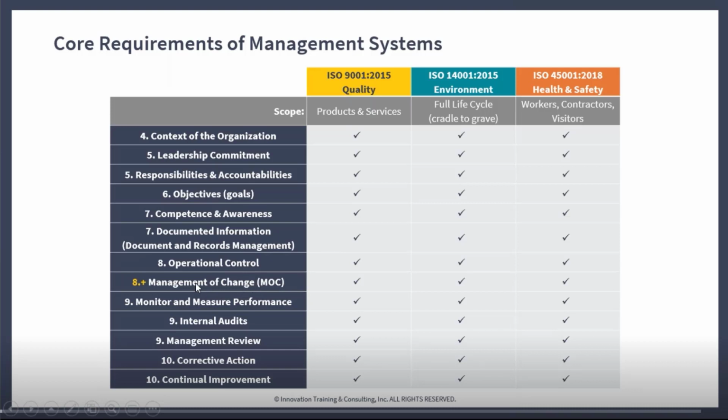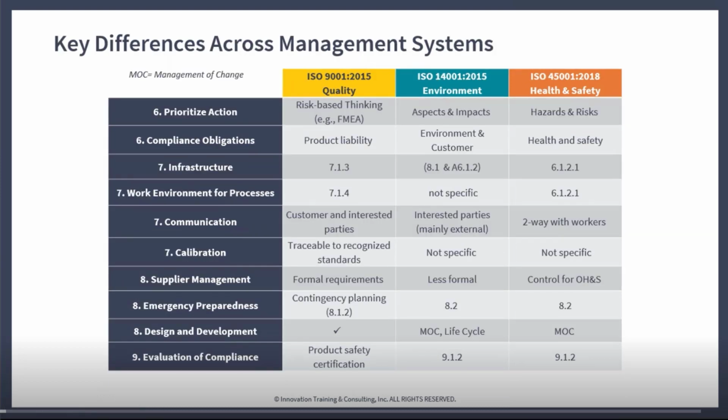This slide shows some of the key differences across the 3 management systems. They all have a way to prioritize action, right? We're not here just to keep busy, but we want to do the right things well. So from the quality side, you may be familiar with failure mode effects analysis, the FMEA. The aspects and impacts focuses on the environmental part, and from safety, you'll often hear hazards and risks. And so there are compliance obligations or agreements that we make with our focus from all 3 standards.